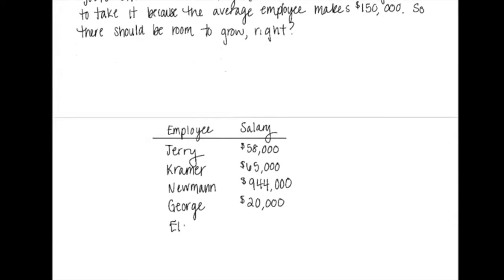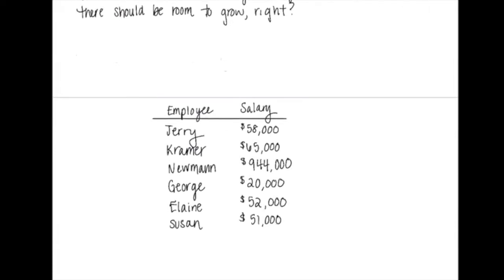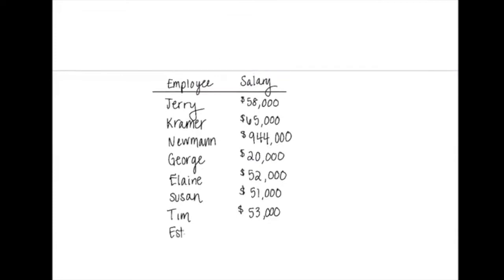George, a nice low-level employee, is making $20K. Elaine is making $52K. Susan is making $51,000. Tim makes $53,000. Estelle makes $55,000. And Frank makes $50,000.